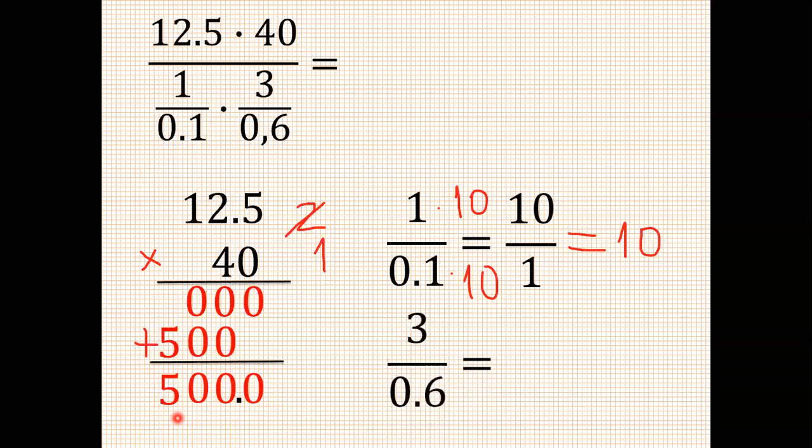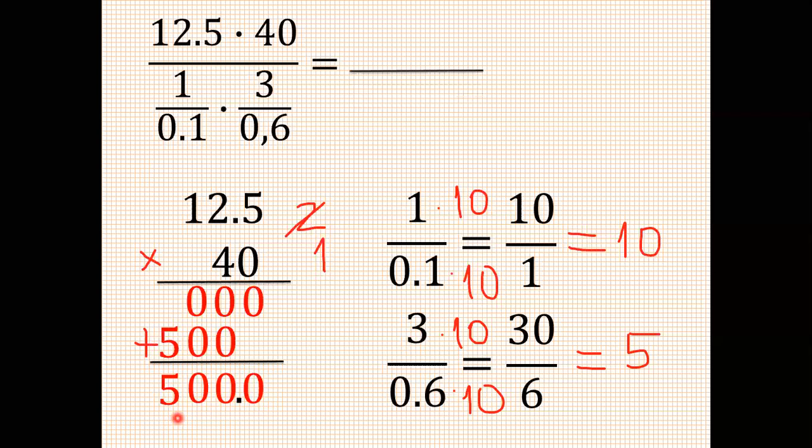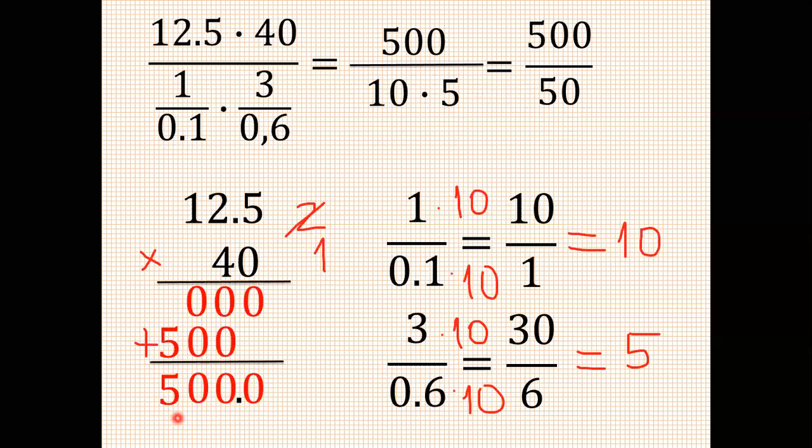Okay, now let's do the same thing with this fraction. Here also again, I'm going to multiply numerator and denominator by 10. Okay, to shift in the denominator the decimal point to the right one space, and you are going to have 30 over 6. And from this division, you got 5. Okay, now let's go back to the start, and in the numerator you are going to have 500. In the denominator you will have the product of 10 and 5, and you are going to have 500 over 50, which gives us 10, and your answer will be 10.